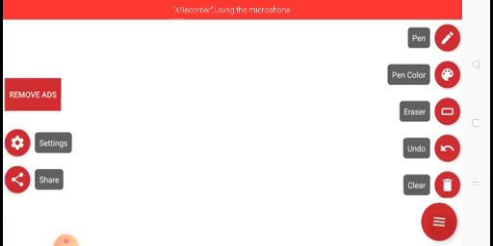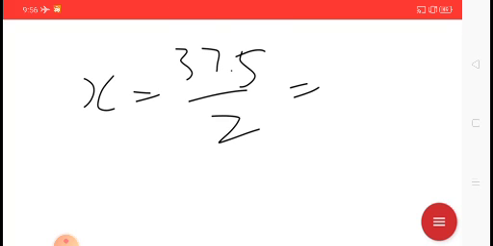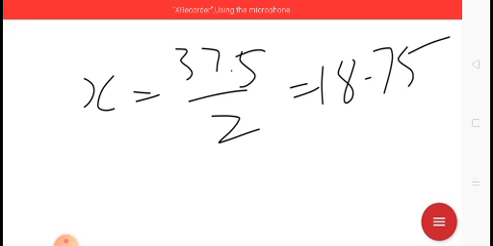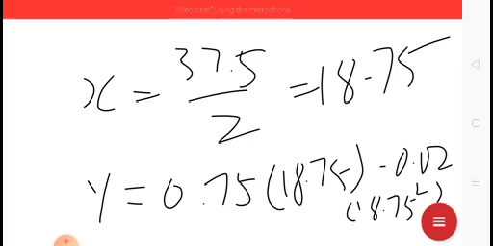And last one, C, the greatest height reached by the stone. You know that the range, the total horizontal displacement, is 37.5. So the maximum height will be at the center point, where x will be 37.5/2, so 18.75. To find the maximum height y, just substitute back into the original equation, and you will get the maximum height is 7.03 meters.